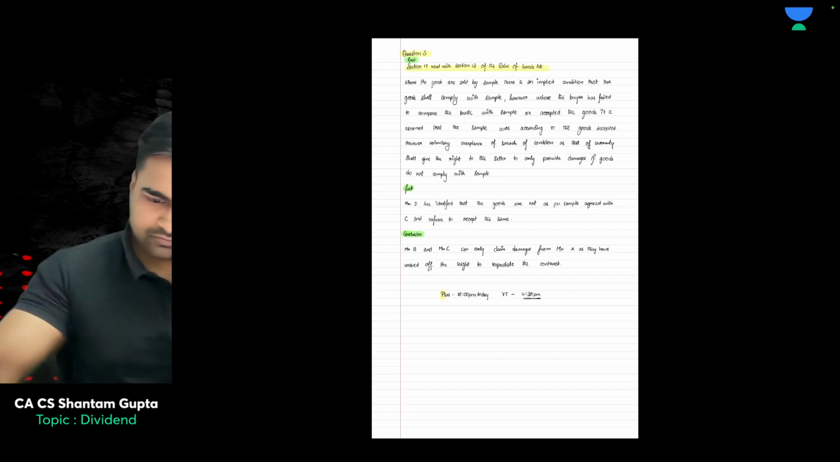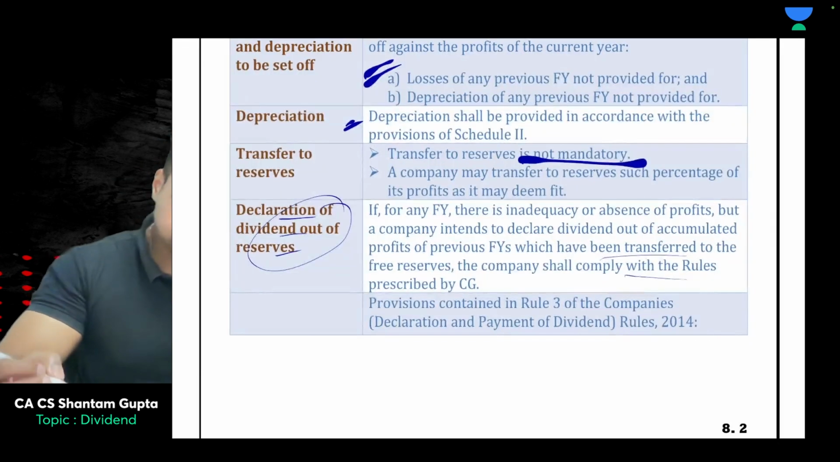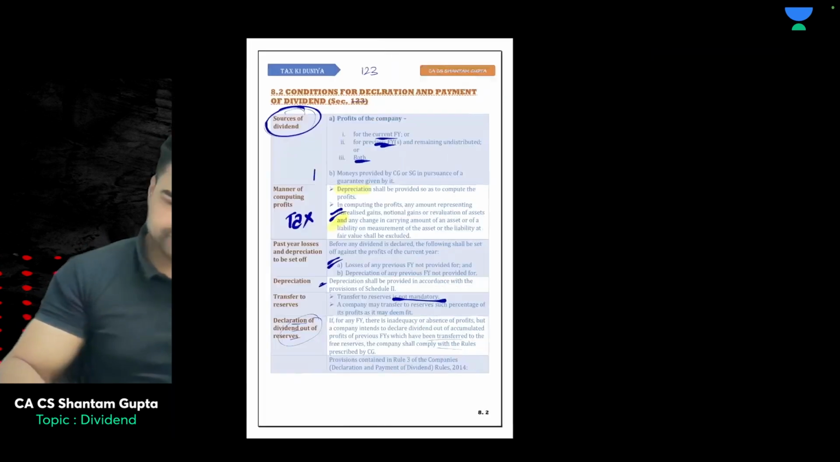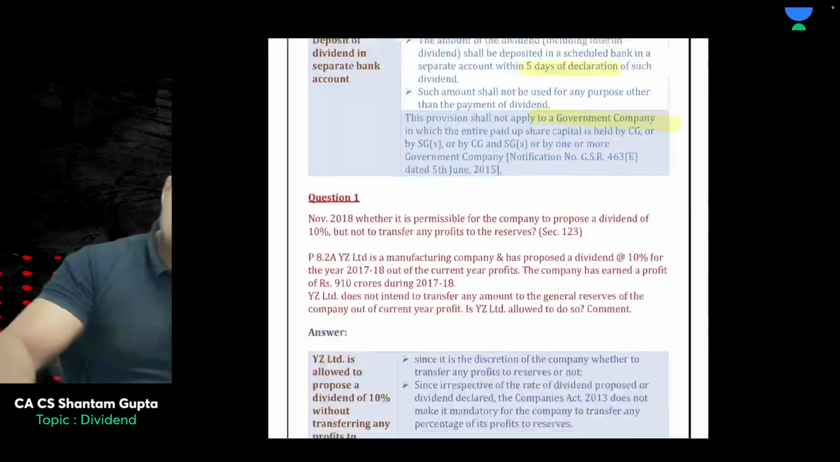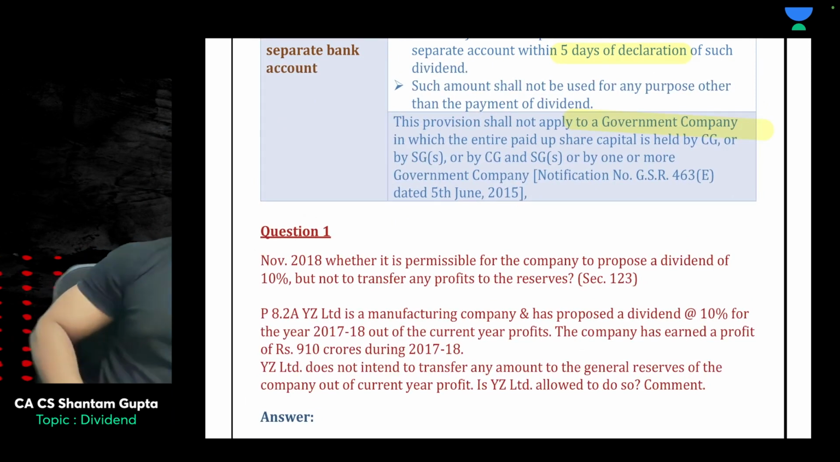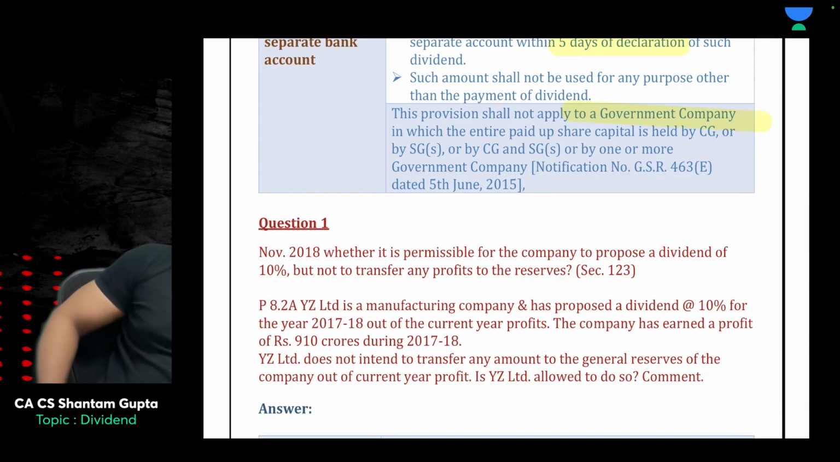Guys, please see this question. Oh, exam question, November 2018. November 2018 exam question.